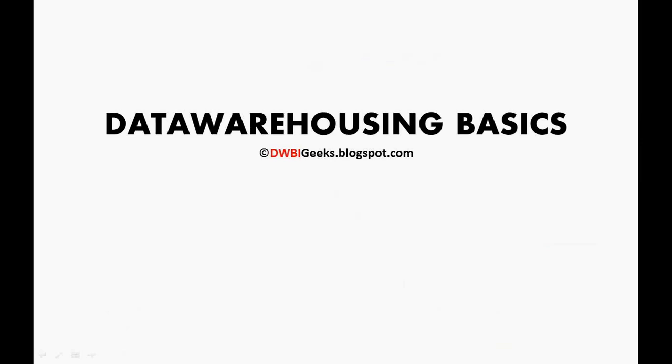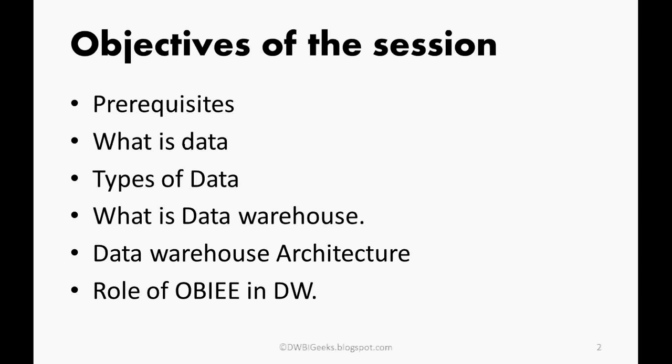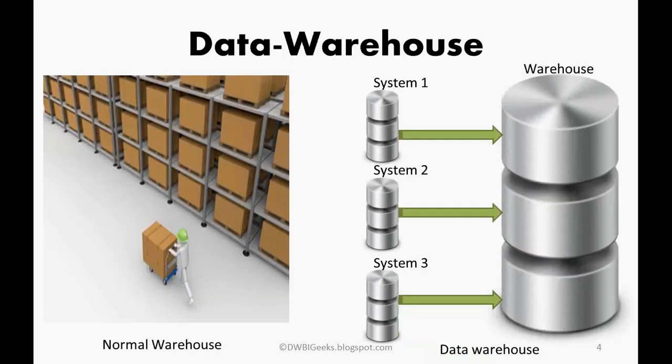Let us have a quick recap of the topics that we discussed yesterday. Yesterday we discussed the prerequisites of OBIEE, that is, we just need basic knowledge of SQL, which may be any kind of SQL. And yesterday we came to know what data is, the types of data, that is transactional data and analytical data, what a data warehouse is, and about data warehousing architecture, and how this architecture looks in a real-time industry.